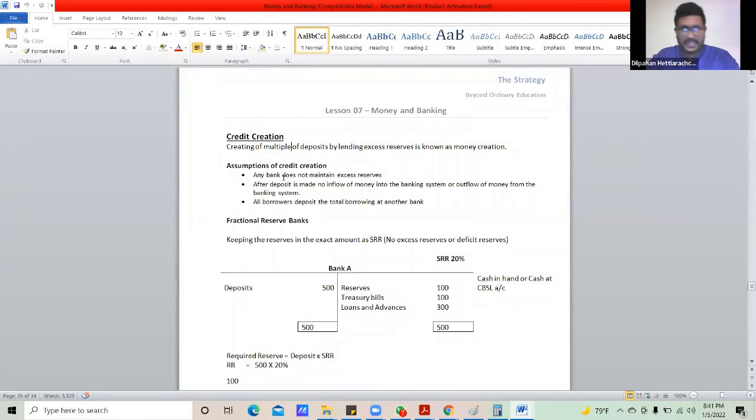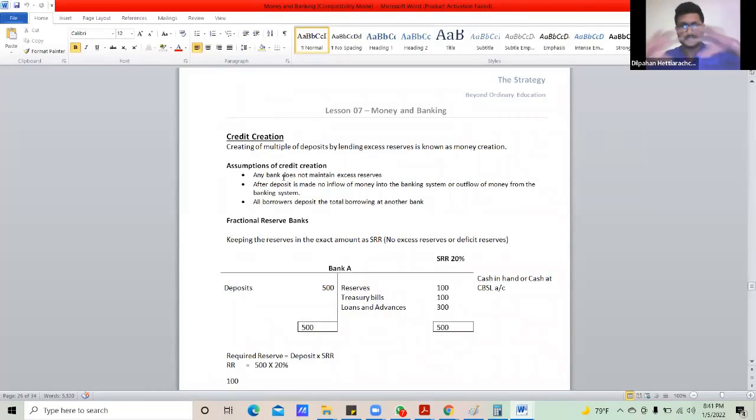Single bank related credit creations and banking system related credit creation, right? So that means we can talk about Sampath Bank Nugegoda branch. We can talk about Sampath Bank Maharagama branch, as well as we can talk about the overall banking system of Sri Lanka, right? If we talk about Sampath Bank Nugegoda, that is a single bank.